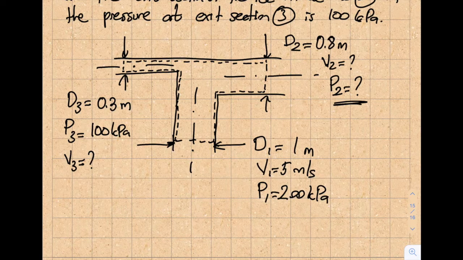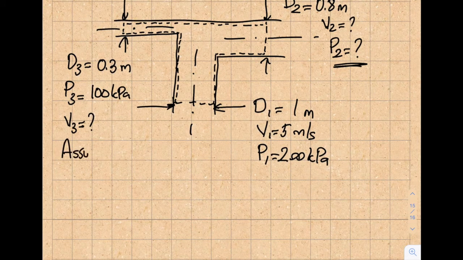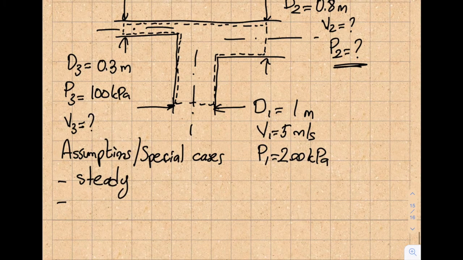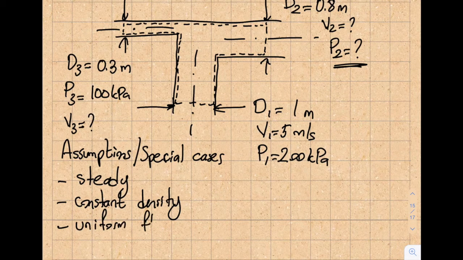The third step is to look at the assumptions or special cases that we can apply to this particular question. Is this steady? Yes, I don't see any time dependence. Is this constant density? I would say so, because it's water. And the third one, is this uniform flow? Yes, I'm only given velocity in one section and I wasn't given any velocity distribution, so I will say that this is uniform flow. So far so good.